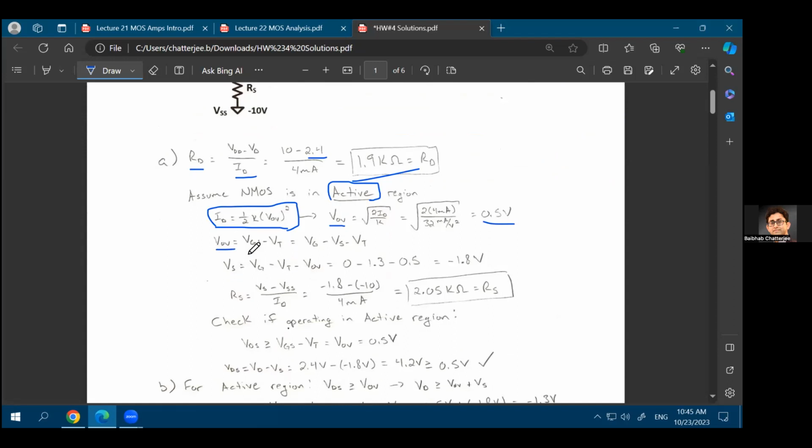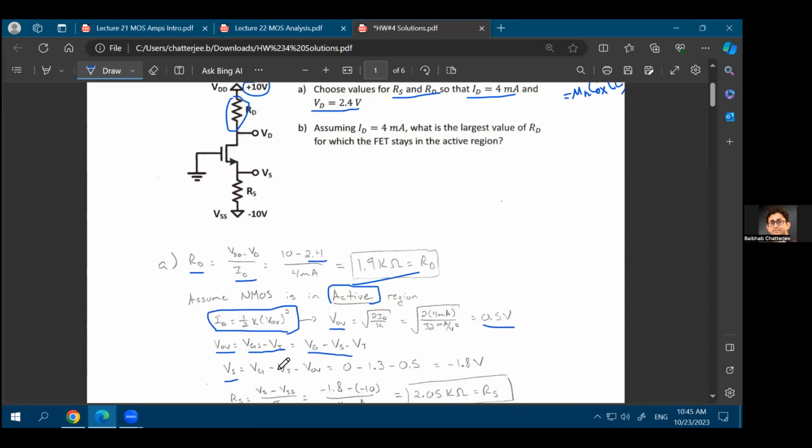Now, you can write your V overdrive as VGS minus VT, that's by definition, and VGS is equal to VG minus VS, correct? So VAB is VA minus VB. That's again the definition of voltage. So you can find out what would be your VS, that would be VG minus VT minus V overdrive. And then since you know all the values of the gate voltage, which is grounded in this case, you know the value of VT and you know the value of V overdrive, you can find out VS to be equal to minus 1.8 volts. Now, since you have the value of VS, you also know the value at the bottom terminal of the RS resistance, and you know the current through the RS resistance, which will be equal to the current through the RD resistance or the current through the MOSFET.